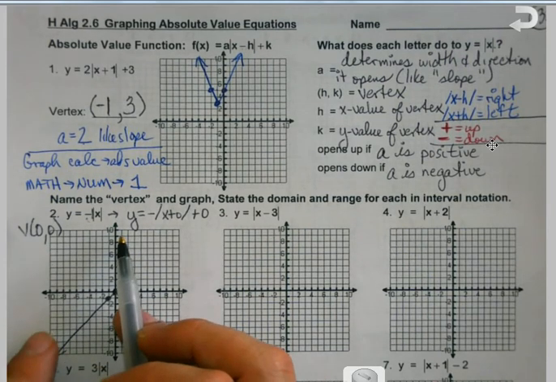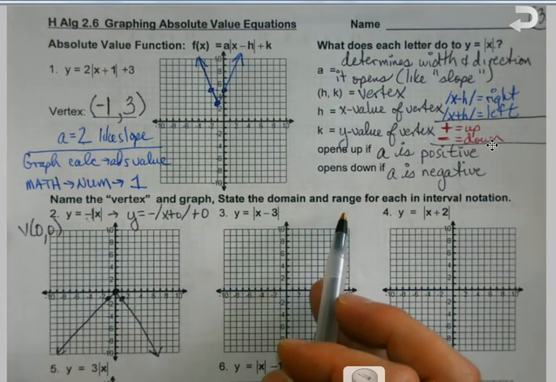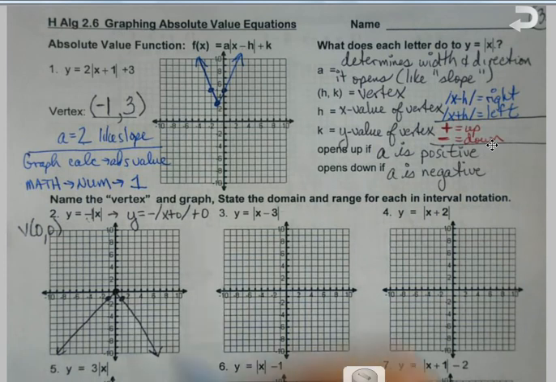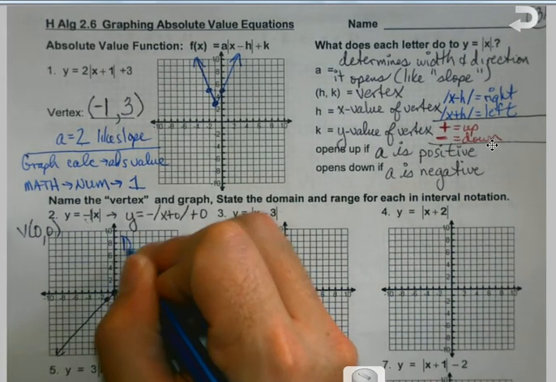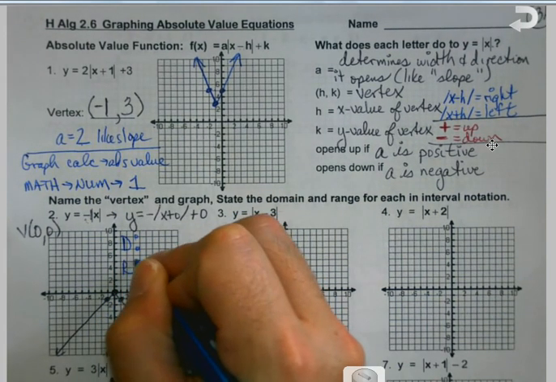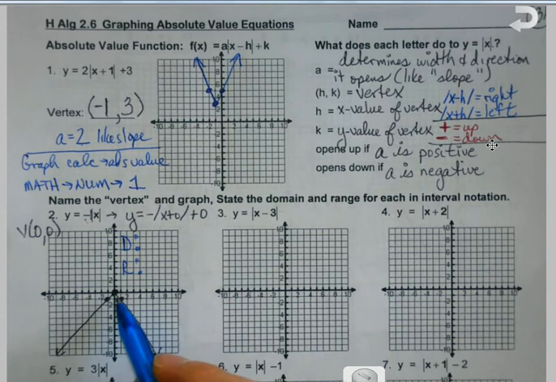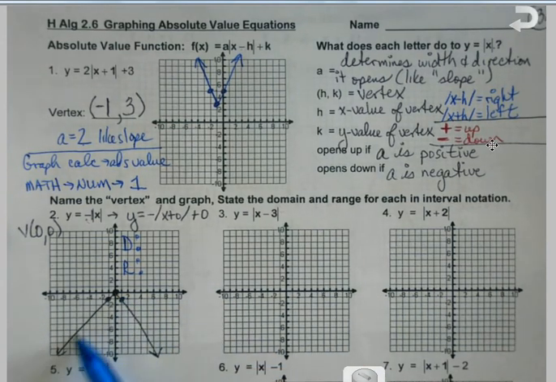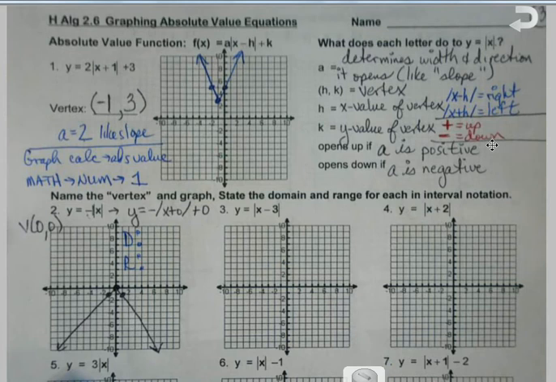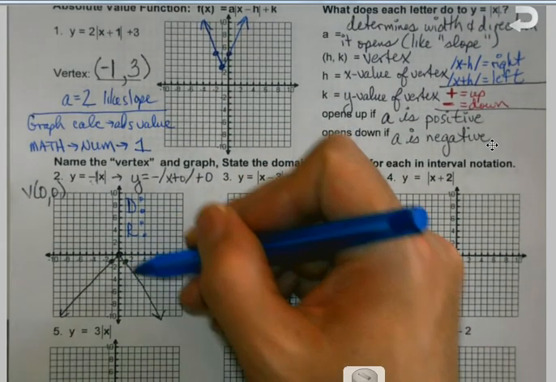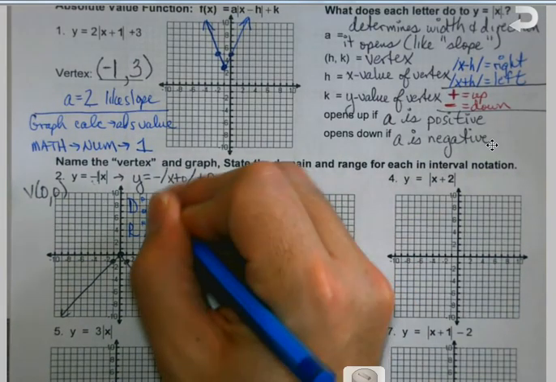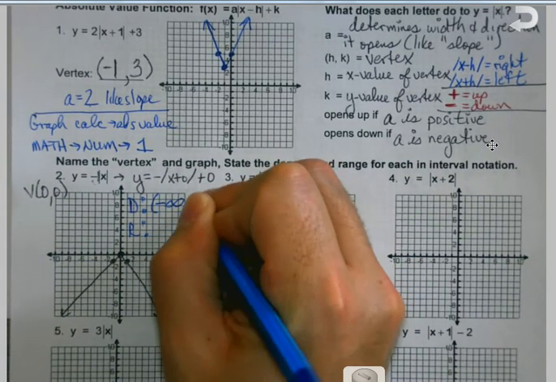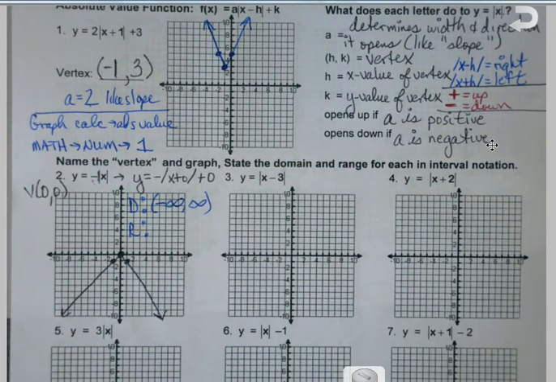But then, again, I still got to do the domain and range here. The domain you're going to love on these, because the domain's going to be the same thing every time. Domain, remember, is my x values from least to greatest. Well, if this is going to keep going forever off to the left, and this is going to keep going forever off to the right, my domain's going to be negative infinity to infinity.